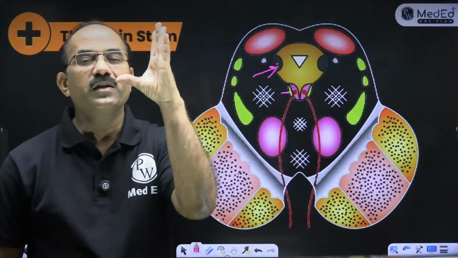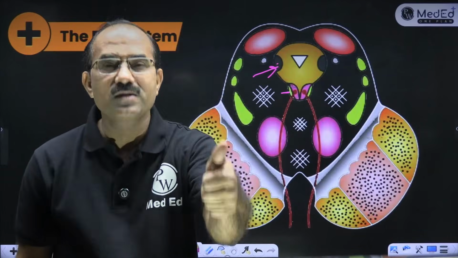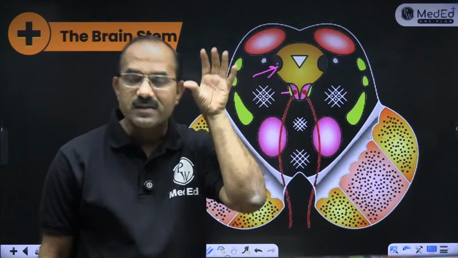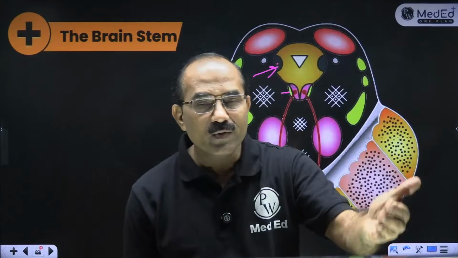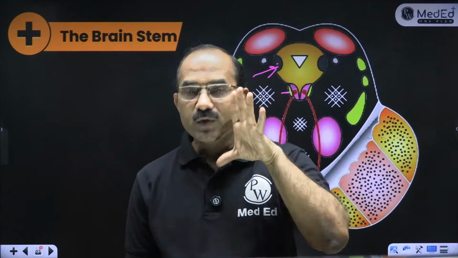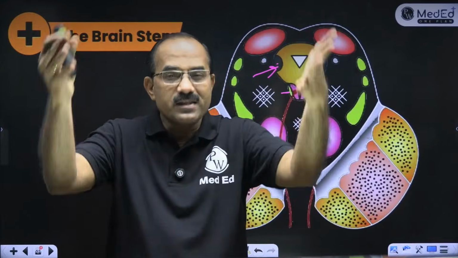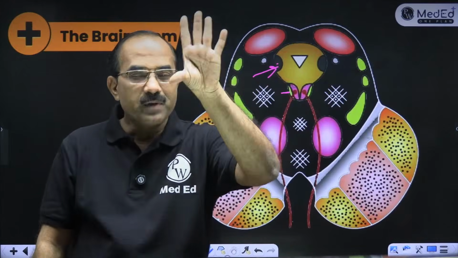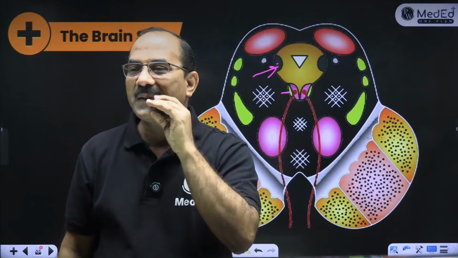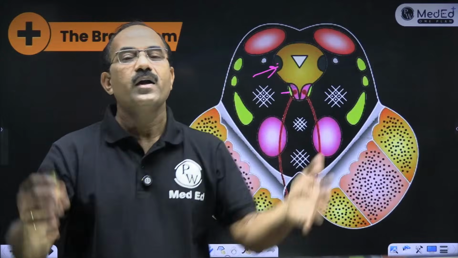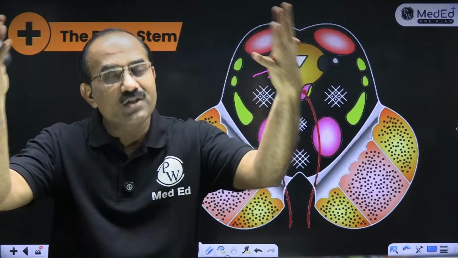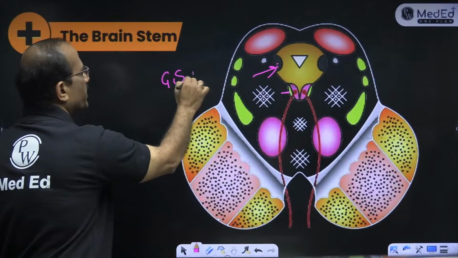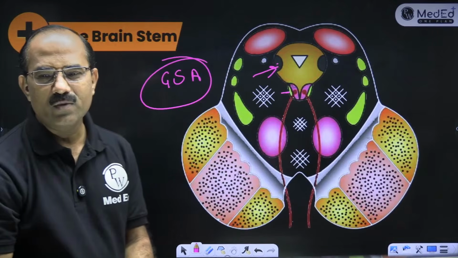The trigeminal nerve has 3 nuclei. One is the mesencephalic nucleus, which is in the midbrain. The second is the chief sensory nucleus, which is in the pons. And the third is the spinal nucleus, which is in the medulla. Through these 3 nuclei, the trigeminal nerve gets sensations from the entire body, and this component is known as general somatic afferent.